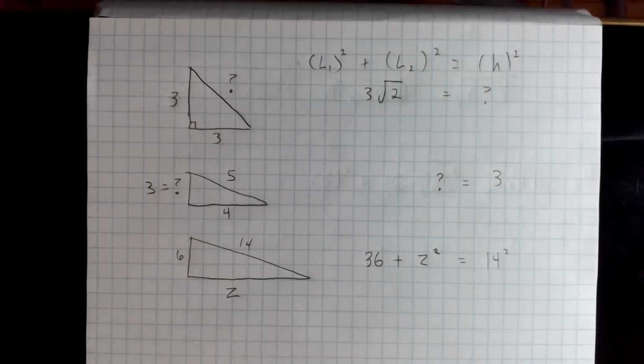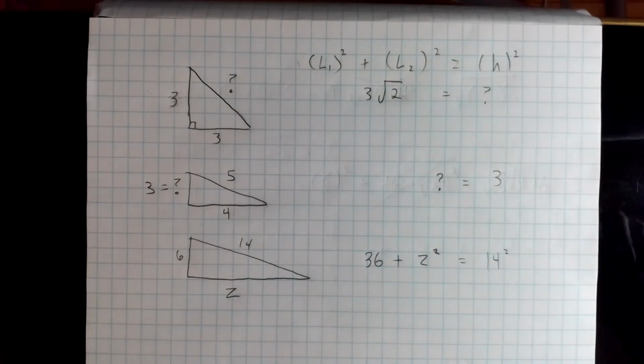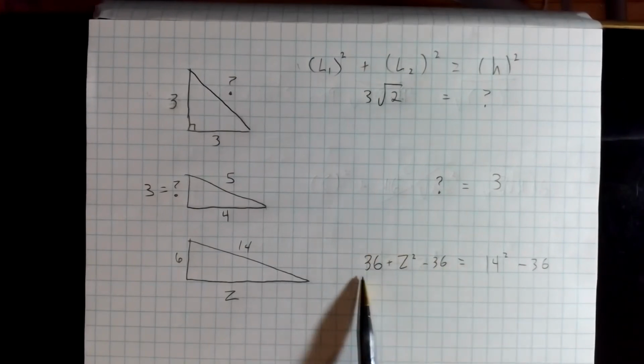Now I know that 6 times 6 is 36, and I would expect you to know that. 14 times 14, maybe I wouldn't make you do that kind of head work. It's a little much even for me. But still, let's figure out what Z is. And now I'm going to subtract 36 from both sides, because here I need the 36 to go away in order to get Z all by itself.